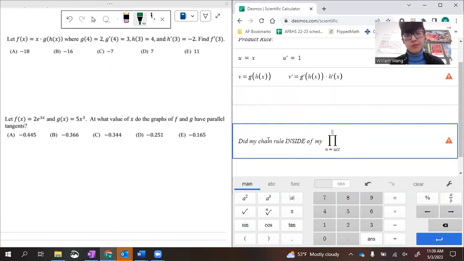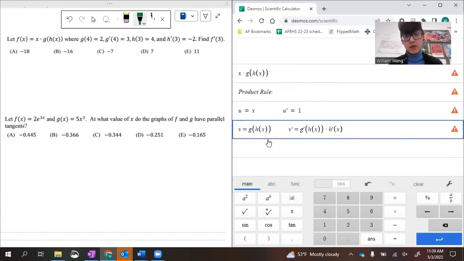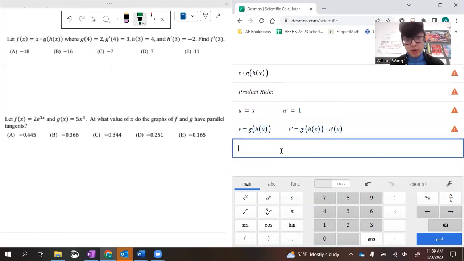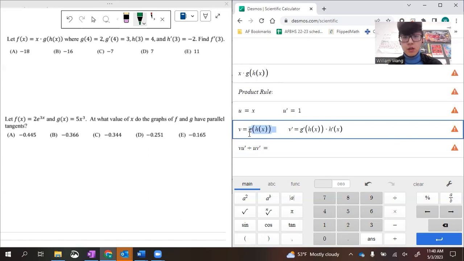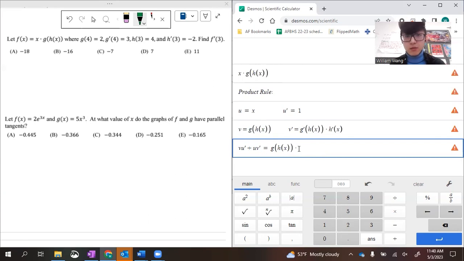Oh, sorry, I can't write that. All right, and that is fine. I can do that. So I have my product rule. I just need to apply my product rule, right? My product rule is v u prime plus u v prime. So let's plug it in now. v u prime, so g of h of x times u prime, which is just 1. Cool, so I don't need to multiply by anything. u v prime, u is x times v prime, which is this whole thing. It's sort of a lot, but there we go. All right, so that is my product rule.